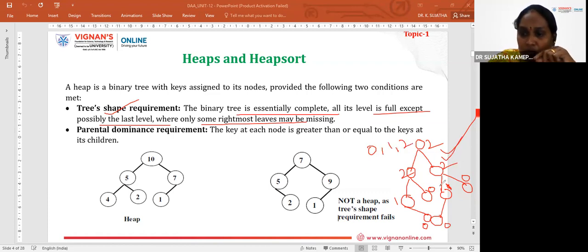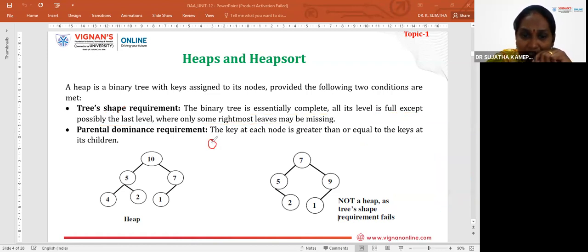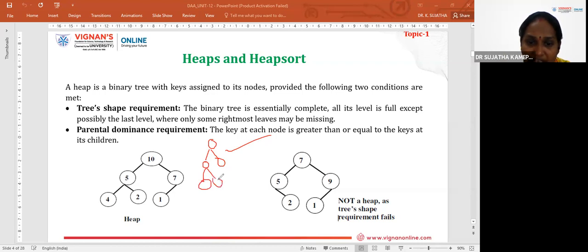Right. Now, what is a complete binary tree? A complete binary tree means all levels should be filled completely. This is called a complete binary tree, since both left child and right child are present. Now, is this a complete binary tree? No. Why? Because this node has two children, but in the same level, this node has zero children. So it is not considered a complete binary tree.